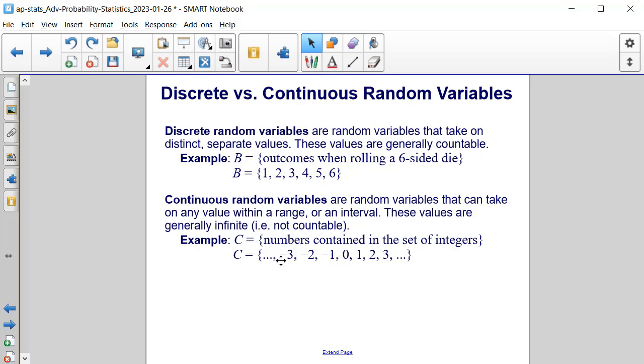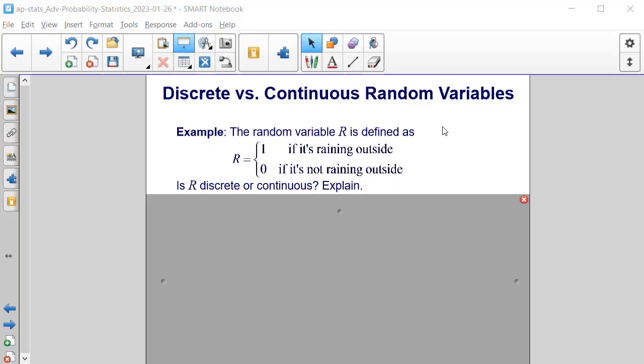Well, integers are both negative and positive numbers, including 0, but there are no decimals in between. So you would have like -3, -2, -1, 0, 1, 2, 3, and so on. And it continues in both directions, both the positive and negative. And because there is no ending value here and they just continue on, it makes it a continuous random variable. Let's go over a few examples of discrete versus continuous random variables.